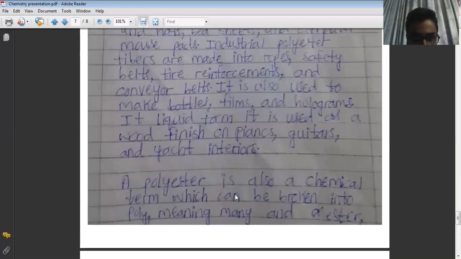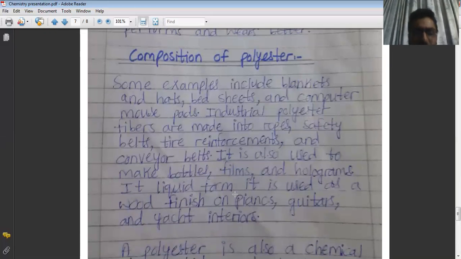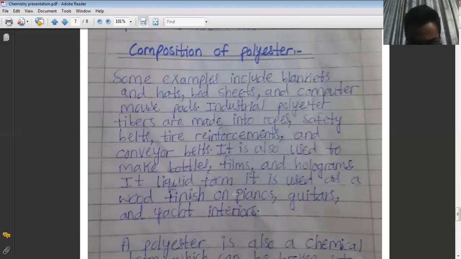Then comes the composition of polyester. Some examples include blankets and hats, bed sheets and computer mouse pads. Industrial polyester fibers are made into ropes, safety belts, tire reinforcements, and conveyor belts. It is also used to make bottles, films, and holograms. In liquid form, it is used as a wood finish on pianos and guitars.